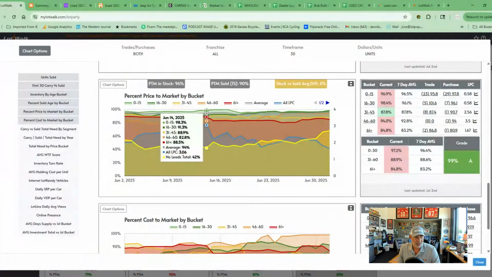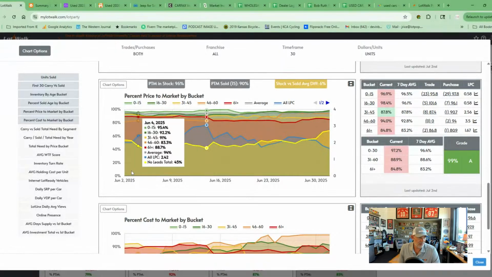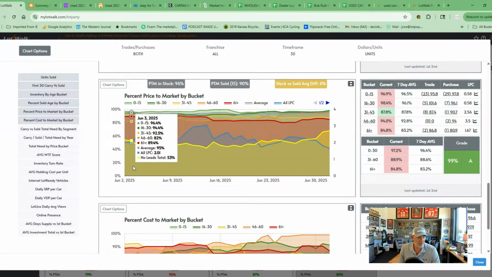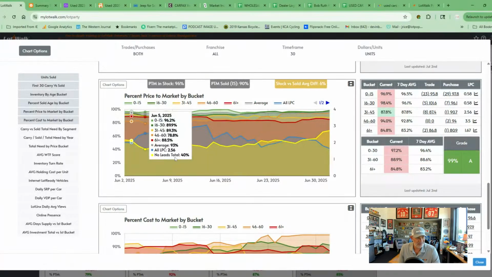Let's just look. Now, the blue line here indicates leads per car. Back here, they were at 2.1 leads per car, and it went up to 3.06 leads per car, second from the bottom. Well, what changed? If you go back here, third from the bottom, their average price was 95%. And now they're at 94%. It's crazy how 1 or 2% can throw off this activity.